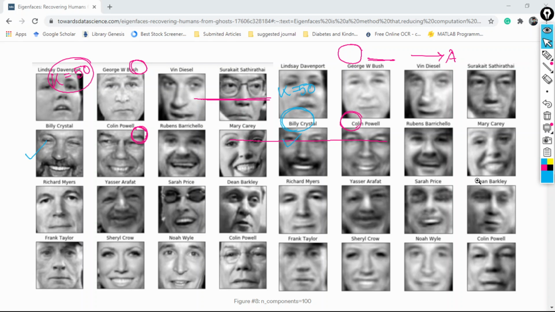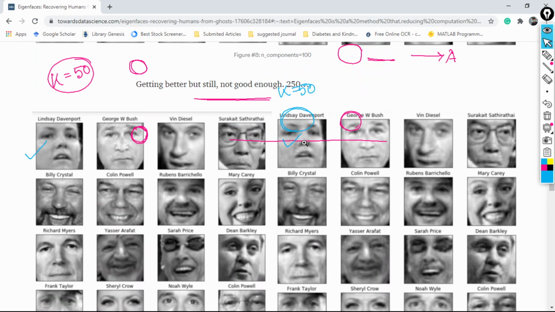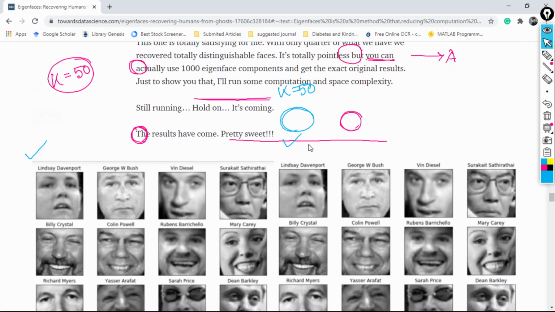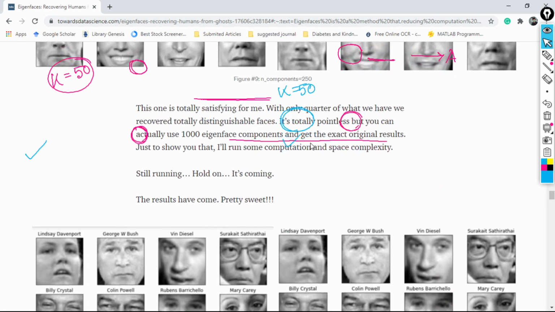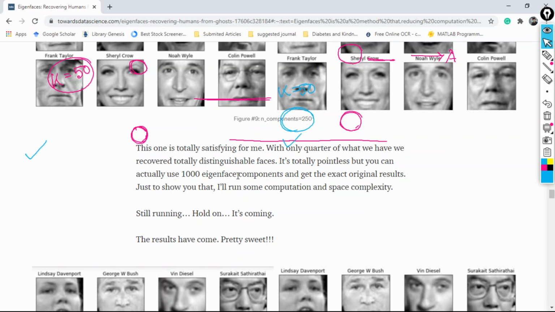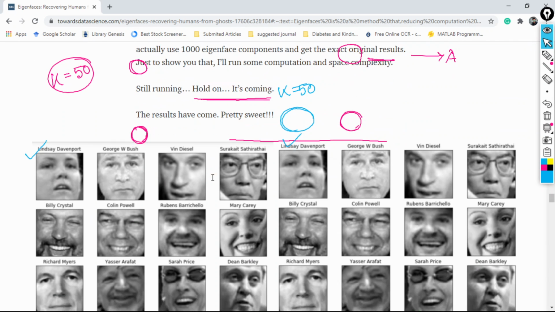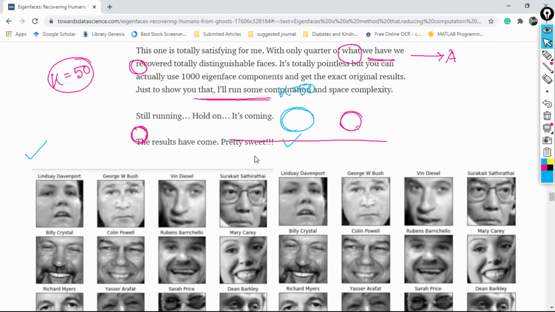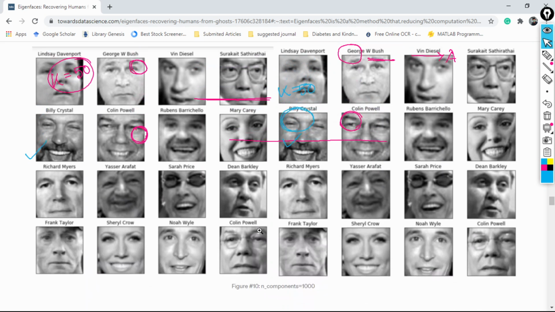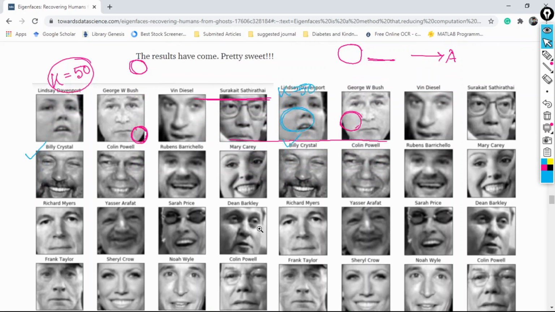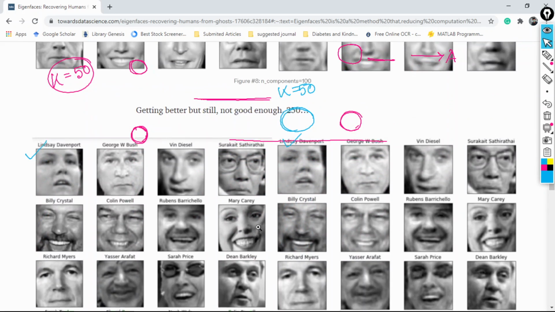And here k is equal to 250. It looks sharper. Here let's see, they have taken k equal to 100 eigenfaces. All of these are the same kind of faces. Okay, so this is the main thing.